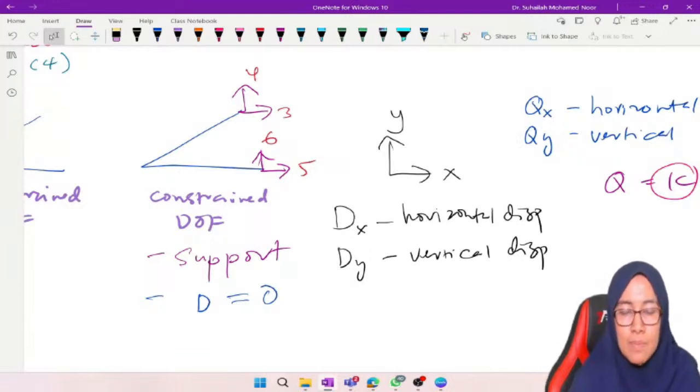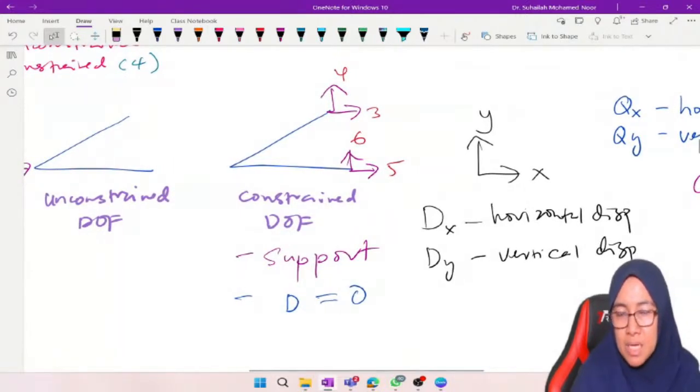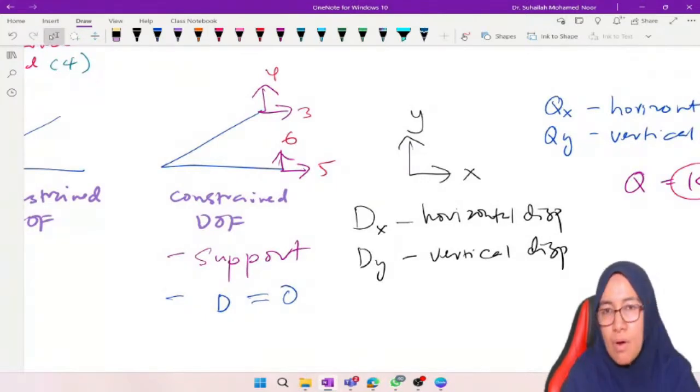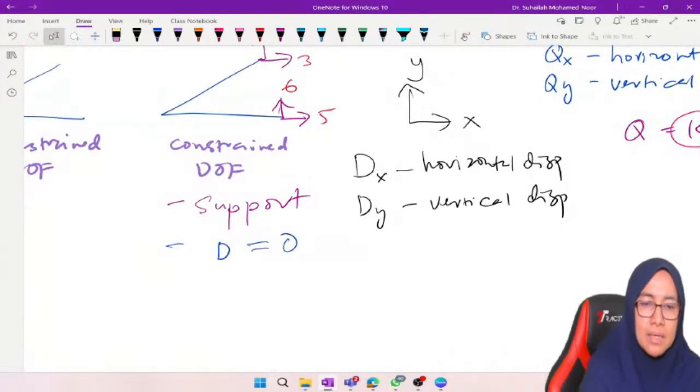It means the horizontal displacement at node 1, the horizontal displacement at node 3, there is no movement. There are four displacements here, and all these four displacements will be equal to 0 because it is a support. At support, no displacement. So D is equal to 0 refers to D3, D4, D5, D6, all are 0 value because it is support.